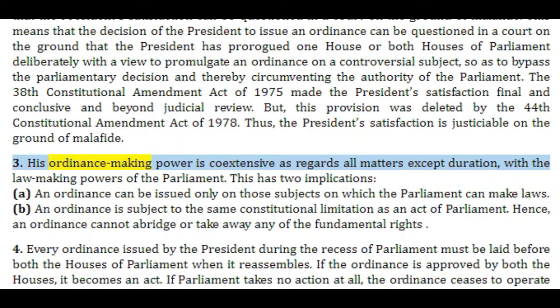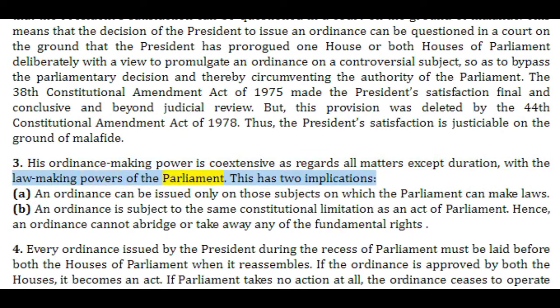3. His ordinance-making power is coextensive, as regards all matters except duration, with the lawmaking powers of the Parliament. This has two implications. A. An ordinance can be issued only on those subjects on which the Parliament can make laws. B. An ordinance is subject to the same constitutional limitation as an Act of Parliament. Hence, an ordinance cannot abridge or take away any of the fundamental rights.